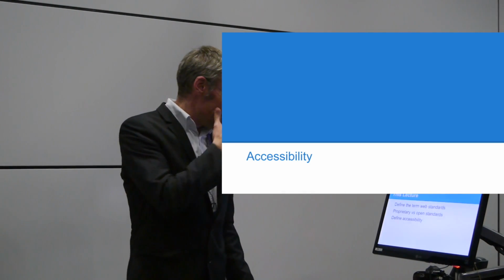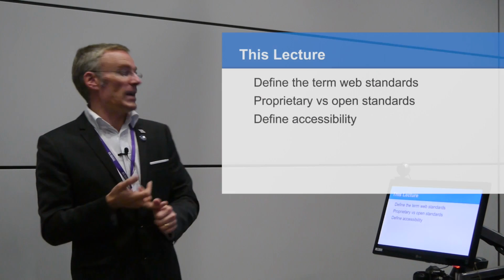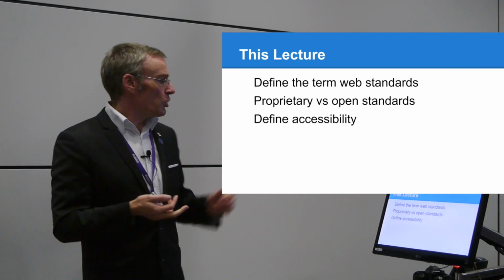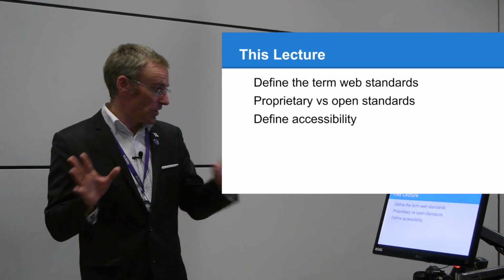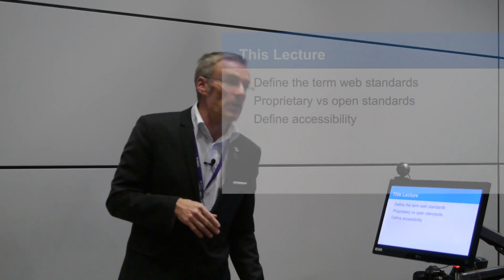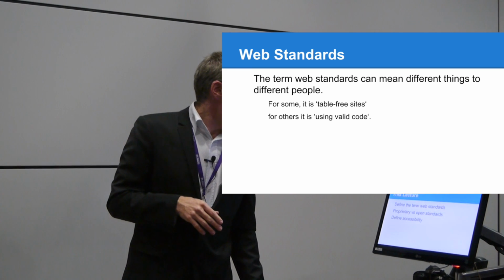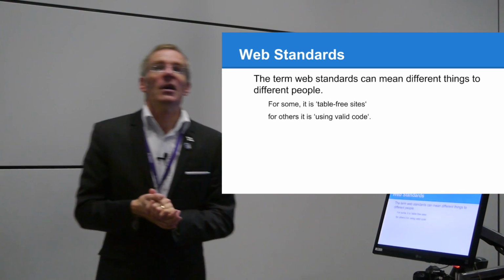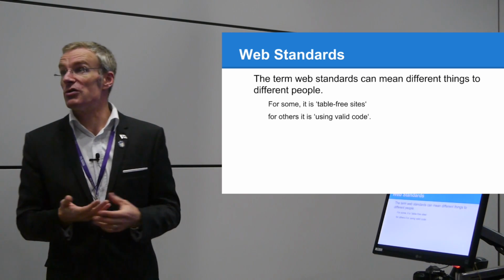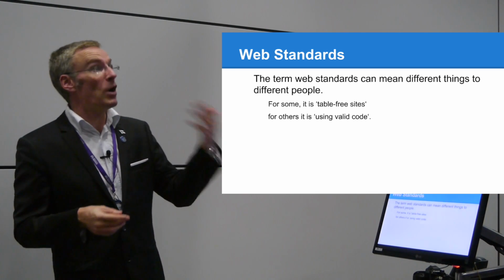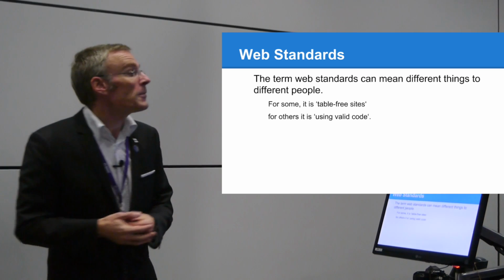So accessibility. We're going to look at web standards. We're going to look at proprietary versus open standards. Now, web standards and open standards are not the same thing. And we're going to define accessibility. The slides are on Moodle, so you don't need to make lots of notes on this one, and obviously we're recording the lecture as usual. Lectures are getting online, it just takes a while to get through the process.